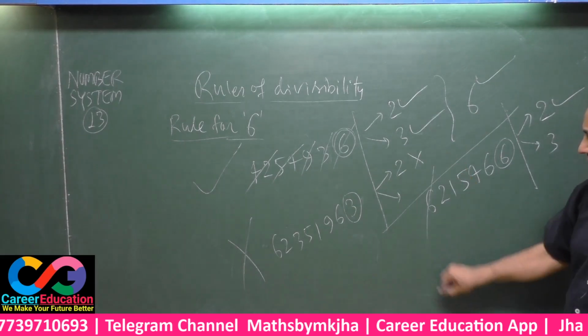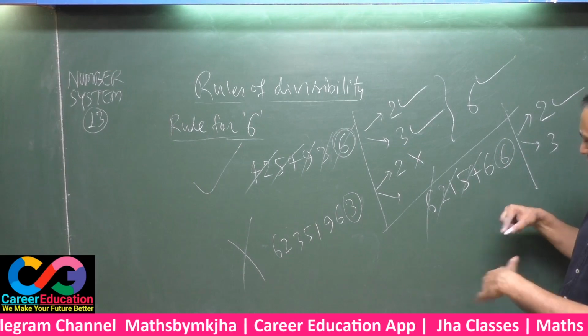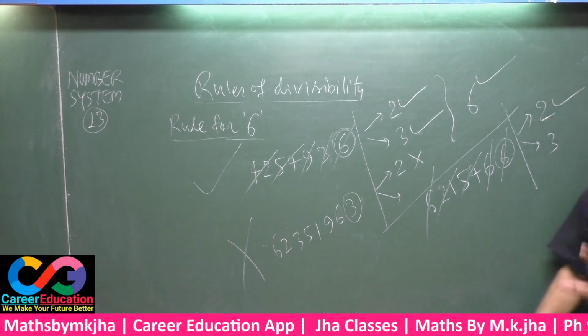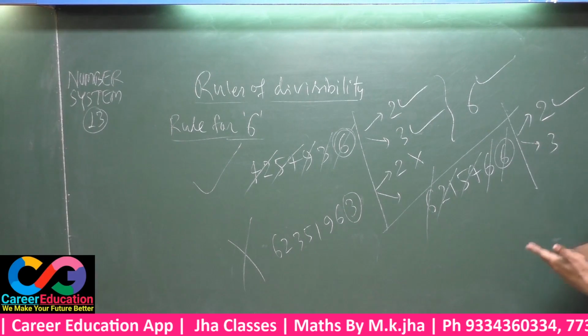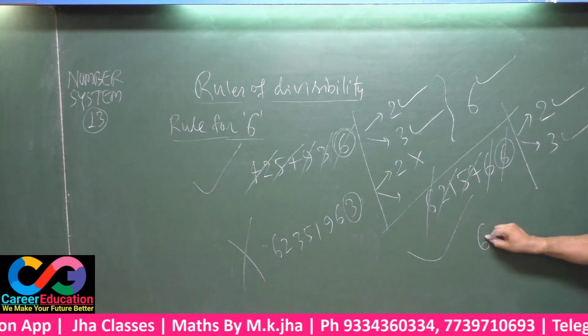Now for 3: 2 plus 1 is 3, divisible; 5 plus 4 is divisible by 3, this is also, this is also. That means nothing is remaining here. That means this number is divisible by 2 as well as by 3. Certainly this number will be divided by 6 also.